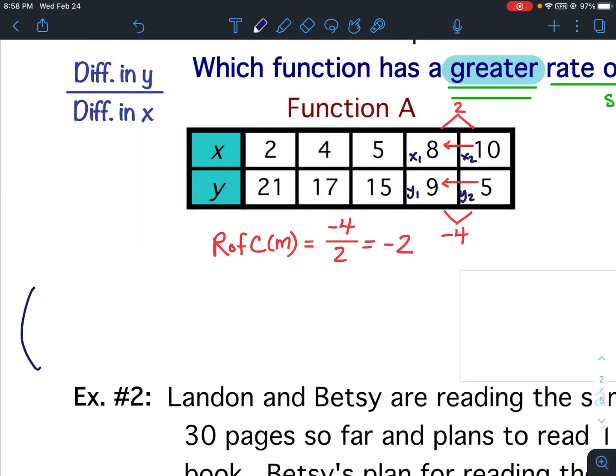As a matter of fact, let's go ahead and write that down. So slope equals y2 minus y1 over x2 minus x1. -4 over 2 is -2. I don't care which way you do it. It is up to you.